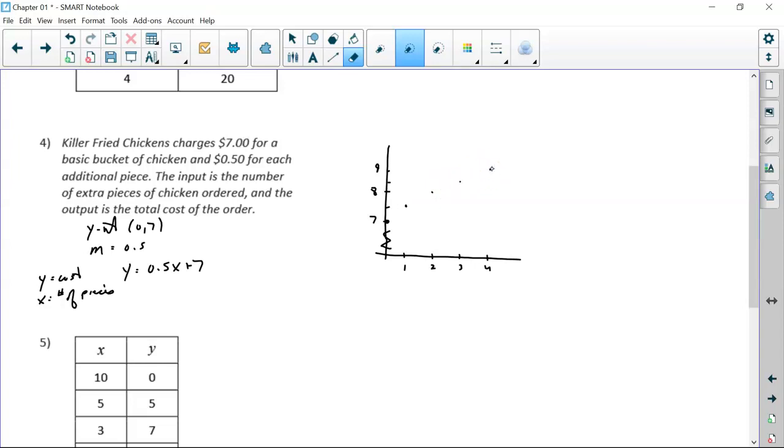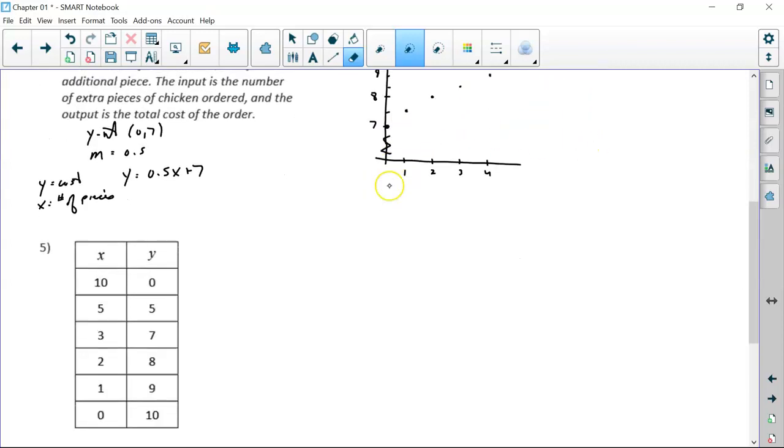Now, you can't buy half a piece of chicken. They're not going to break that piece in parts for you. You can't buy a quarter of a piece of chicken. So because you can only buy full pieces, this is a discrete graph. It's not going to be connected.